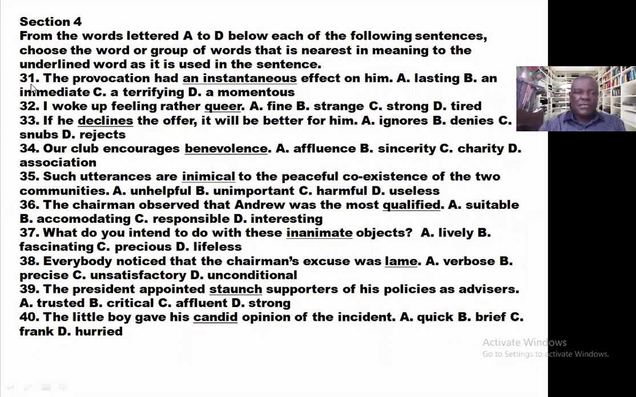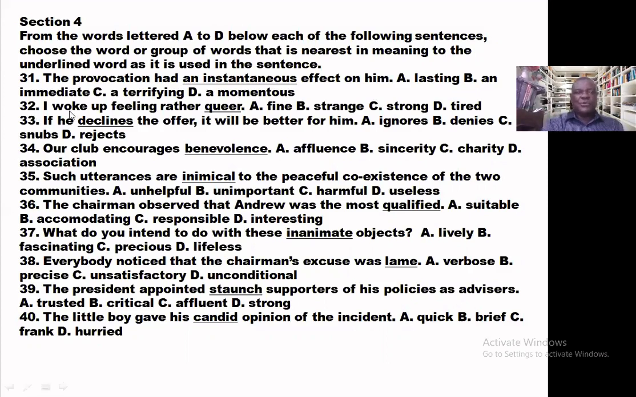31. The provocation had an instantaneous effect on someone. Something instantaneous is something happening immediately. From instant, you have instantaneous. So the provocation had an instantaneous effect on him. A, lasting, no. B, an immediate, that's quite correct. C, terrifying, no. D, momentous, not necessarily. You know, immediate effects will be more likely.